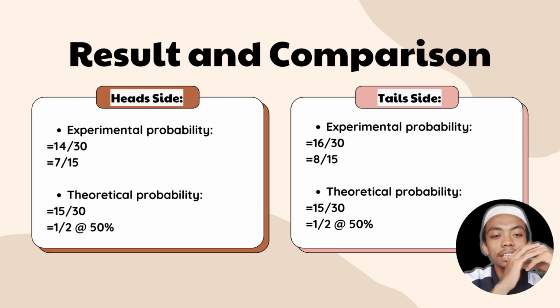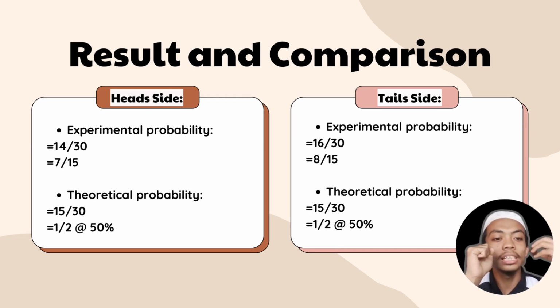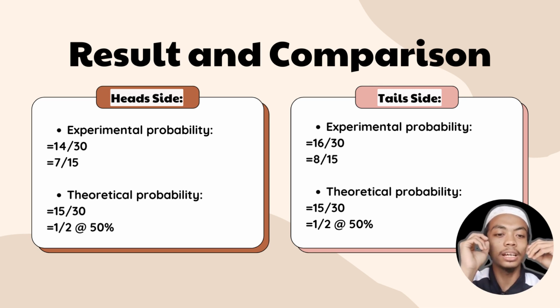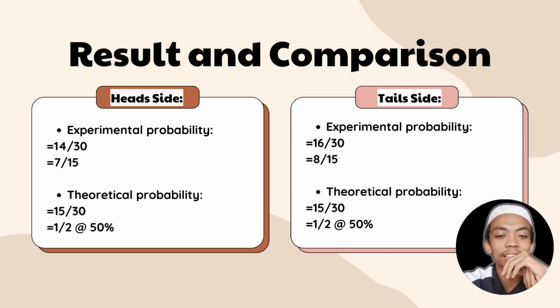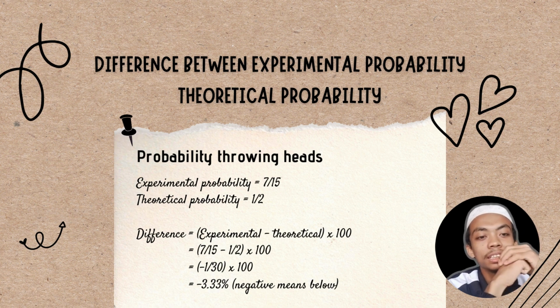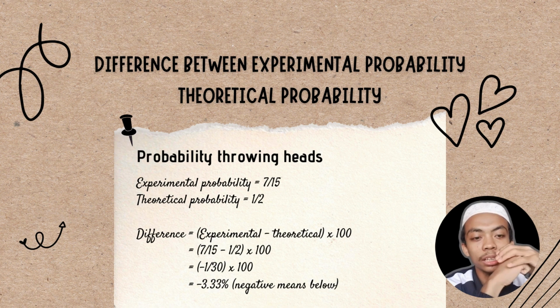For the tail side, it is the same, but the experimental probability is a little bit different, 8/15, while the theoretical is equal for the probability because, like before, it is 50-50. Next is the difference between the experimental probability and the theoretical probability.